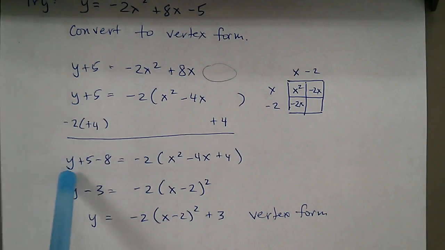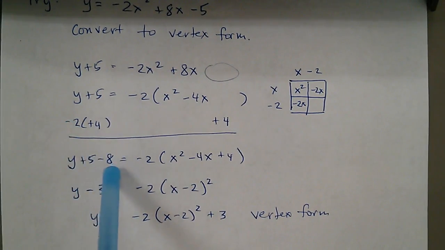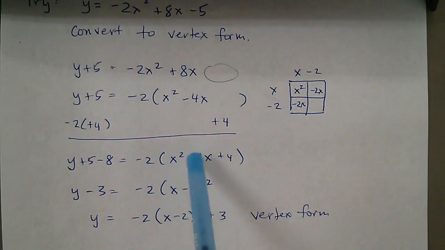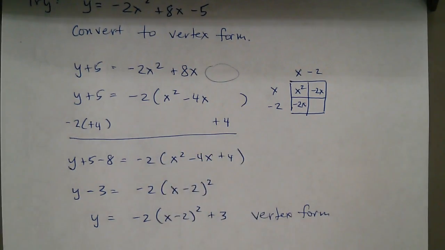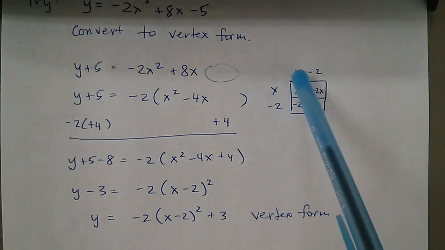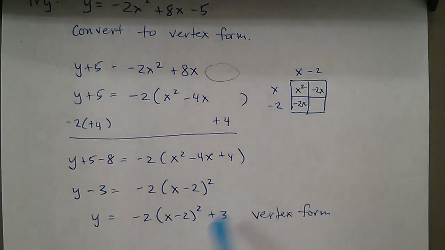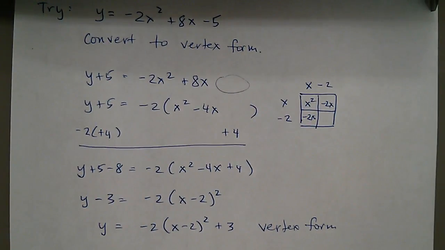So we'll have y plus 5 minus 8, and then x squared minus 4x plus 4 completes the square there. And now this trinomial can be replaced with the binomial x minus 2 times x minus 2, or x minus 2 squared. And then the last step is to add 3 to both sides, and now we've completed the task of converting from standard form to vertex form.